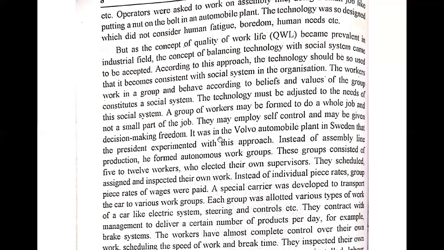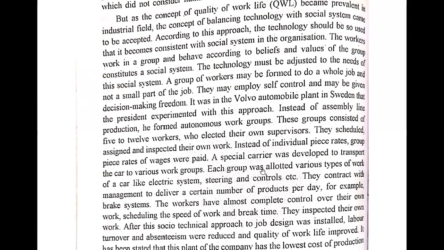Now it was in the Volvo automobile plant in Sweden that the president experimented with this approach instead of assembly line production. He formed autonomous work groups. These groups consisted of 5 to 12 workers who elected their own supervisors. They scheduled, assigned, and inspected their own work instead of individual piece rates, group piece rates, or wage rate being paid. A special carrier was developed to transport the car to the various work groups.